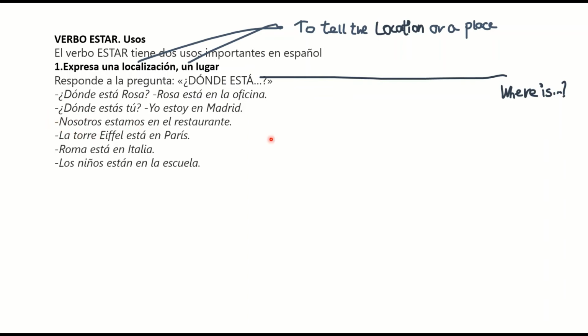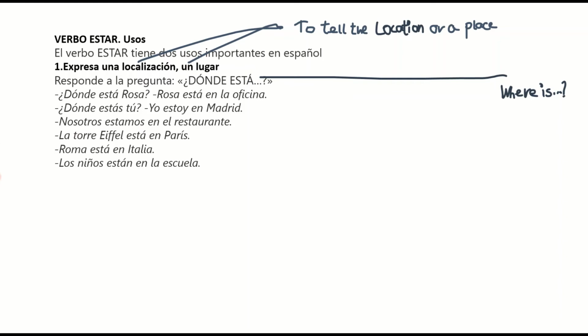Now, the next one, this is not a question. So, nosotros estamos en el restaurante. We are just saying where we are located at the moment, we are in the restaurant at the moment. So, nosotros estamos en el restaurante, because with nosotros it should always be estamos.